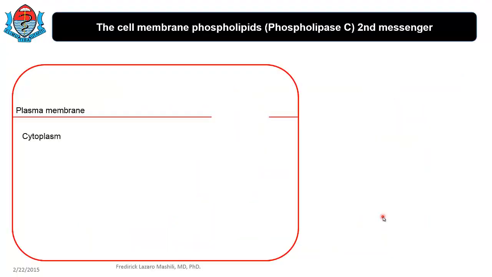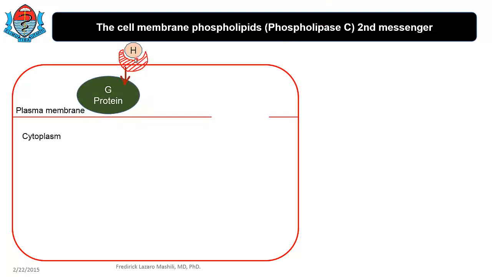So let's move to the second messenger. And now I want to talk about the cell membrane phospholipid. And when we talk about the cell membrane phospholipid, we are talking about this guy. Phospholipase C is an enzyme. With the cyclic AMP, we talk about adenyl cyclase. Here we have this guy, phospholipase C.